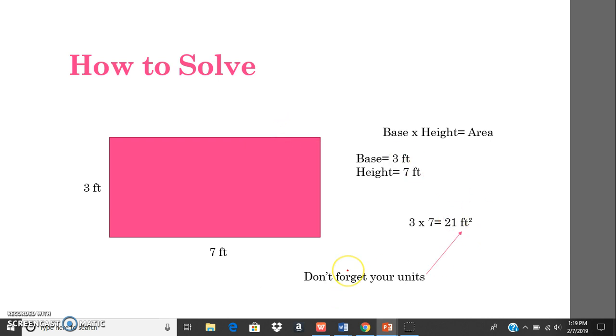And then there's one thing that we can't forget to do. When we're doing area of two-dimensional figures, it's always measured in square units. So in this one, our unit was feet. So we made sure to bring that over to our answer, and then we have to add this little 2 to make sure that we know that our units are squared.